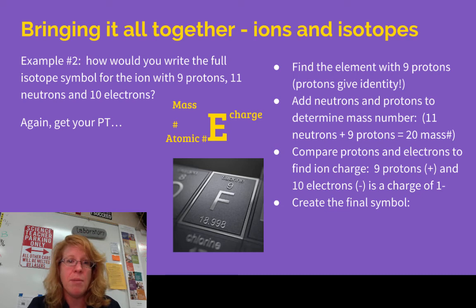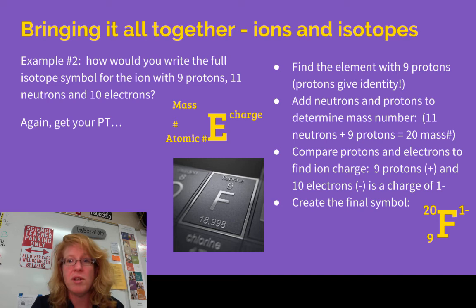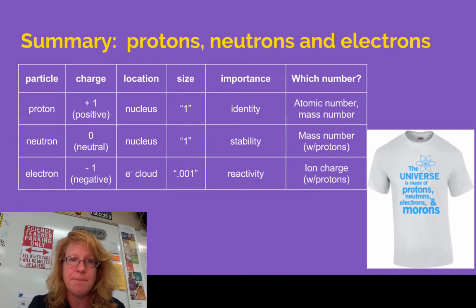Again, mass number on the top, atomic number on the bottom, charge on the right, and that's what it looks like. So it's fluorine with a mass number of 20, top left, atomic number of 9, bottom left, and a charge of -1 on the top right. And that's what those ion symbols look like. That's a pretty complex example, so if you can do that, you're in really, really good shape. We'll practice this in class.